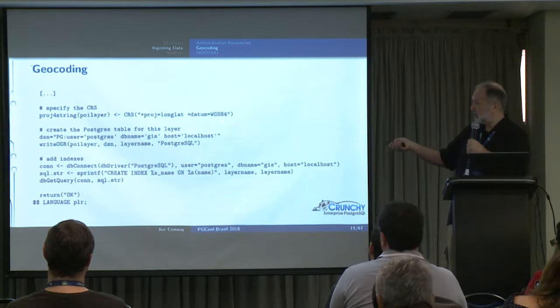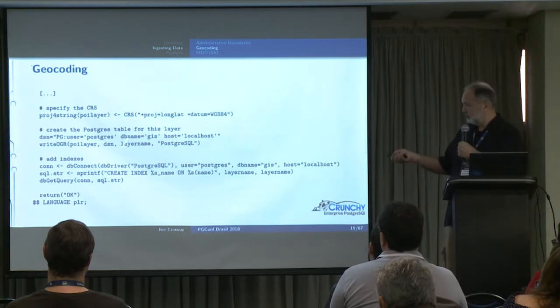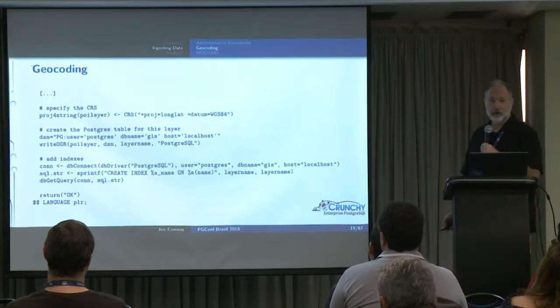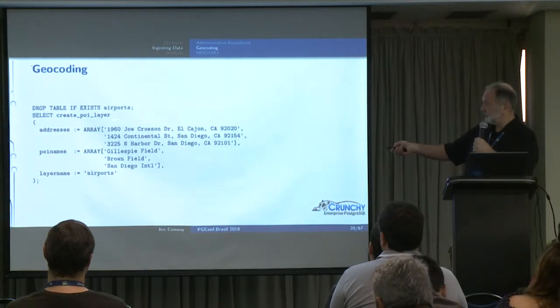And now I've got basically a full spatial object, and exactly what I did before, I'm going to use write OGR, and then I'm going to create an index on the name column. And that'll create my layer using PostGIS. So now when I call it, this is what it looks like.